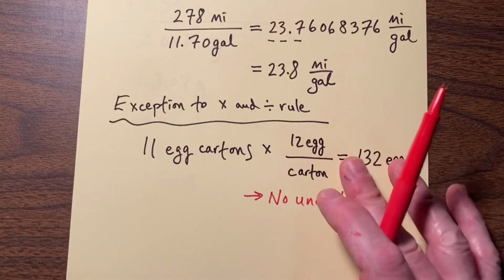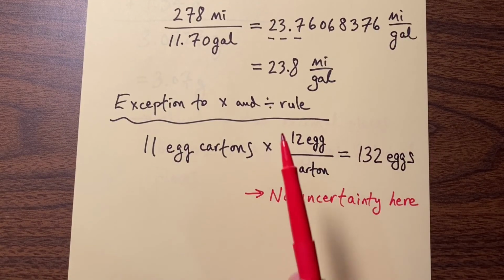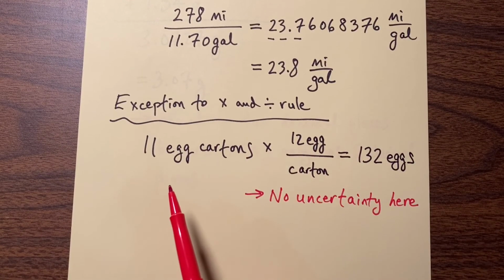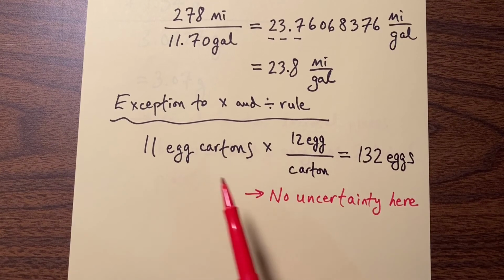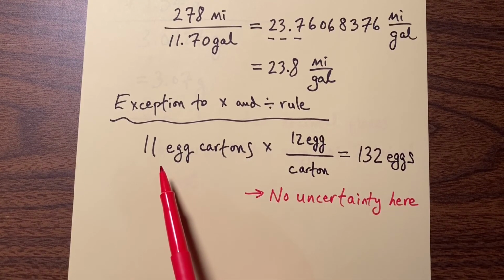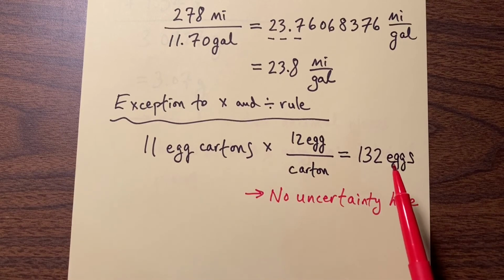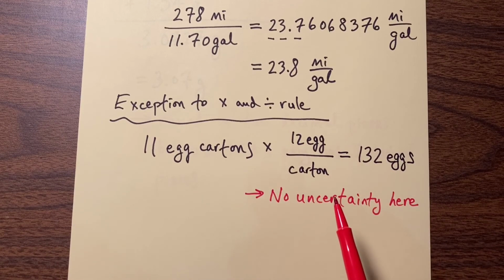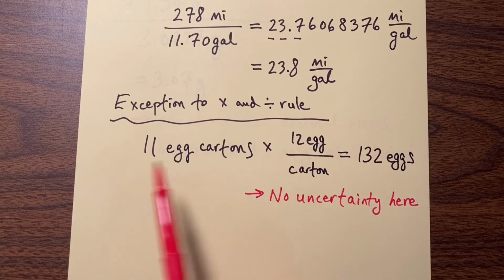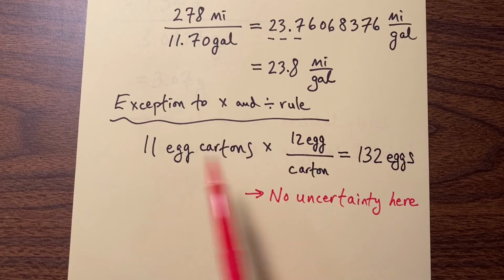Now, the exception to the multiplication and division rule is when you use counted things. So if you had to calculate how many eggs 11 egg cartons held, it would be exactly 132 eggs. You wouldn't round that off to 130 because that has 2 sig figs in it. Remember, those are counted items. There's no uncertainty in that.